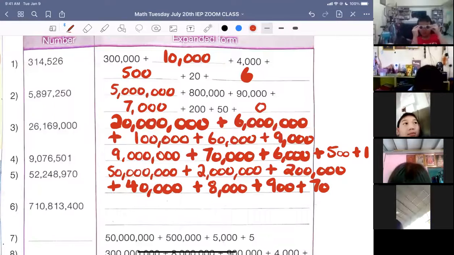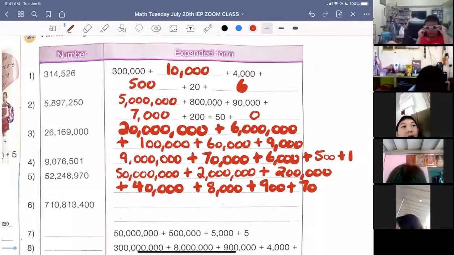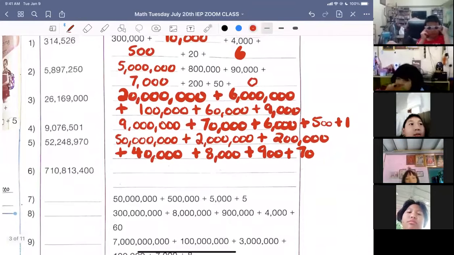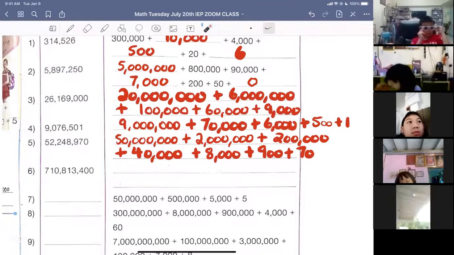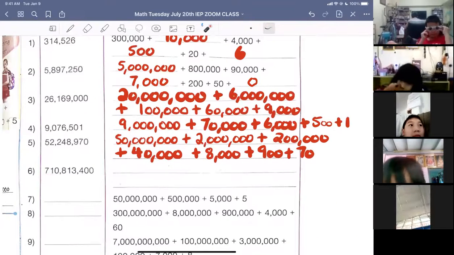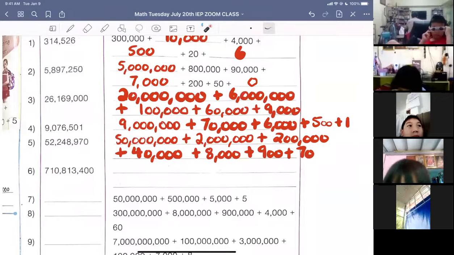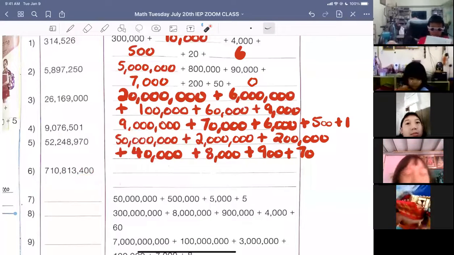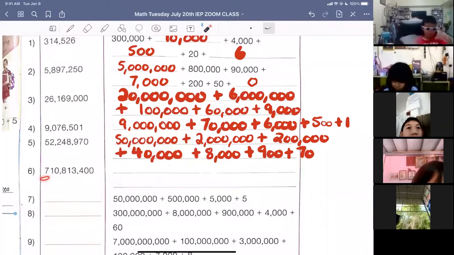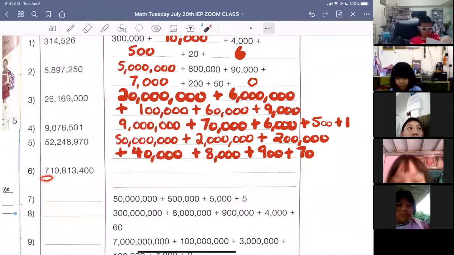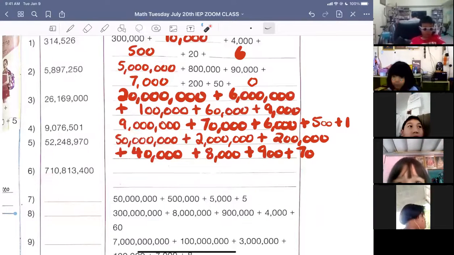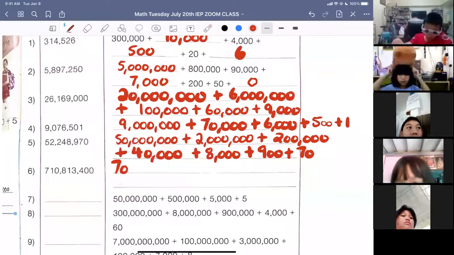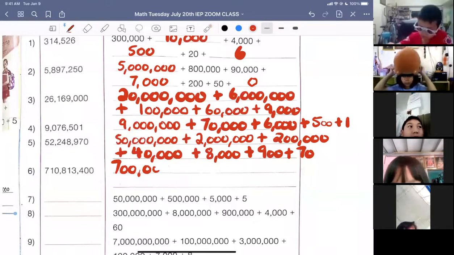Okay, let me zoom out a bit. Go down just a bit. So number 6, we have 710,813,400, right? So number 7, the 7 is in the hundreds millions place, 100 millions place. So we're going to first write 700 million.